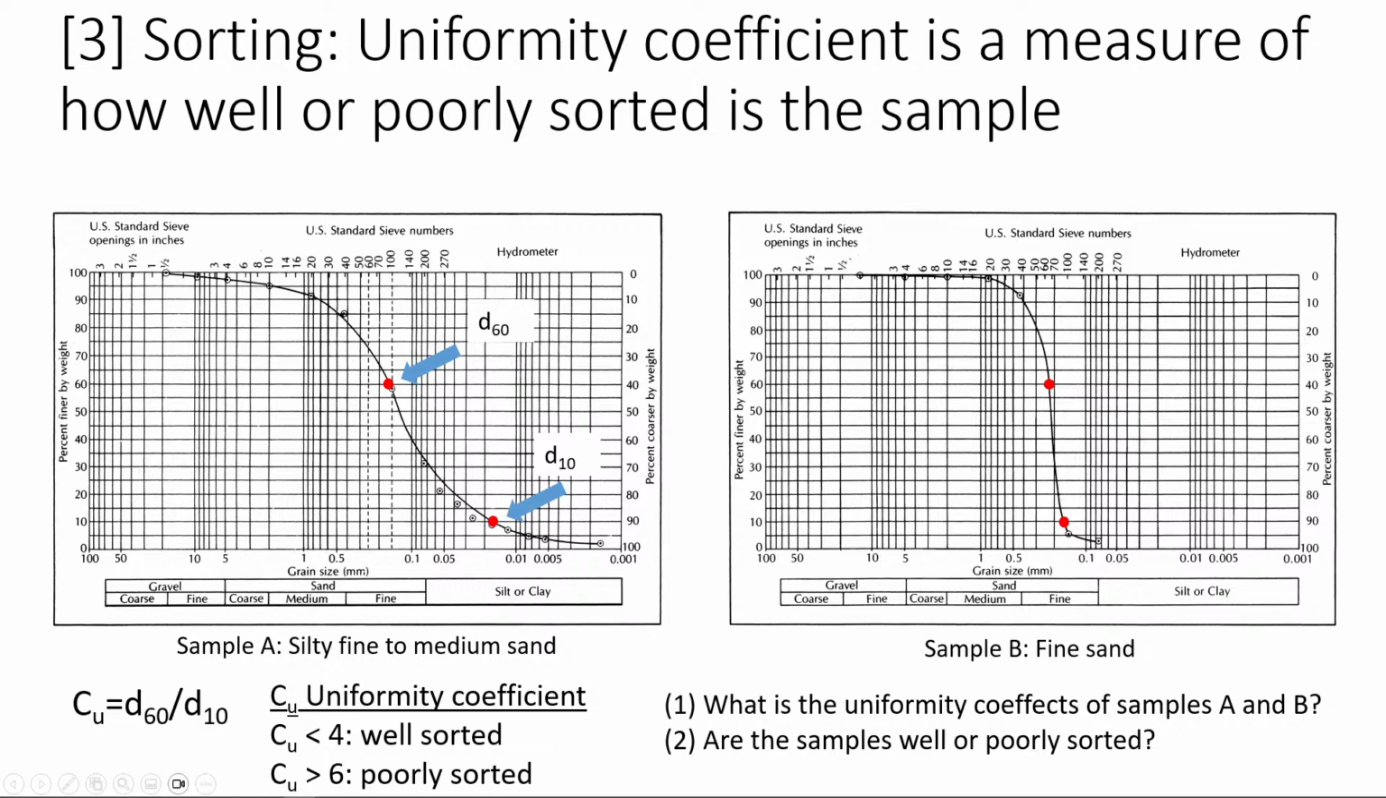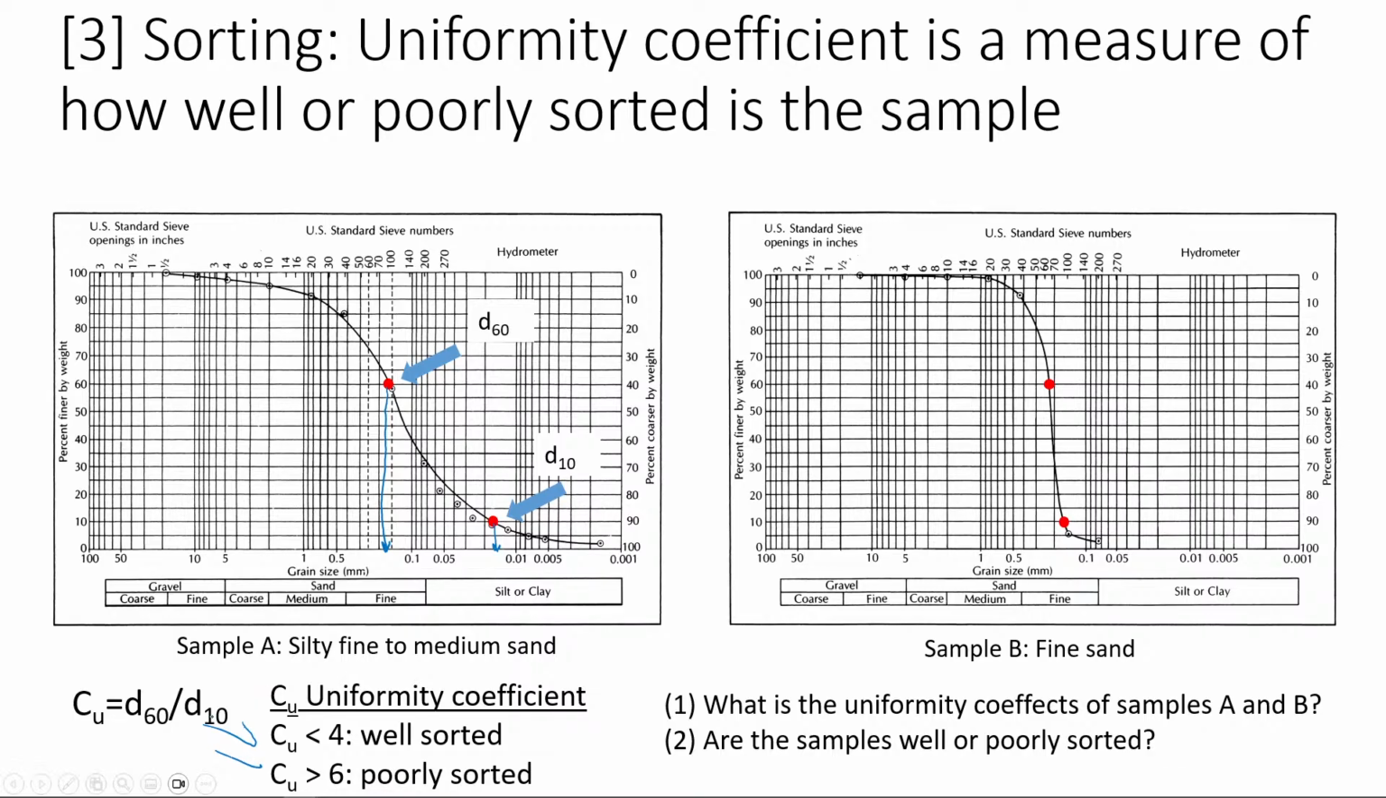The uniformity coefficient is basically D60 over D10. What's D60? It's the grain size at which 60% of the material passes. So you go to here, D60, 60% of the material, and you get this grain size, and for 10% of the material passing here, you get this grain size. Then you divide D60 by D10, and you get the uniformity coefficient. If the uniformity coefficient is less than 4, this means it's well sorted. If it's more than 6, this means it is poorly sorted.